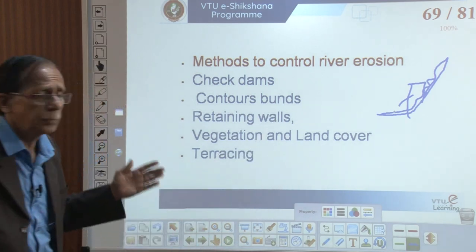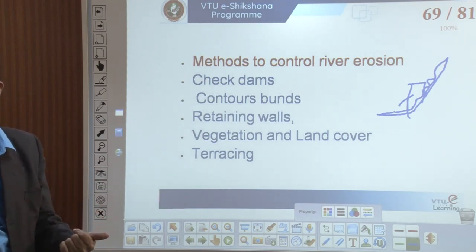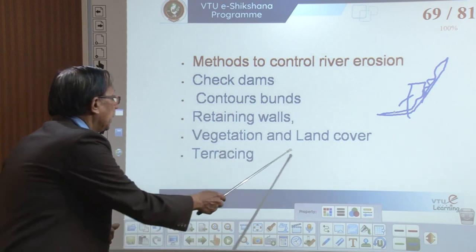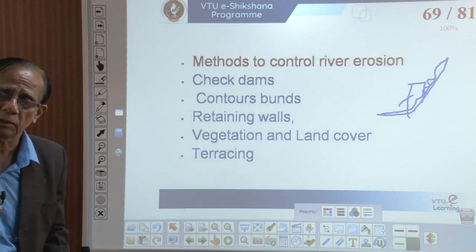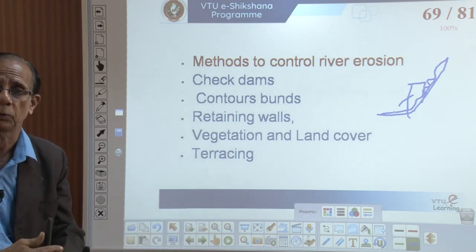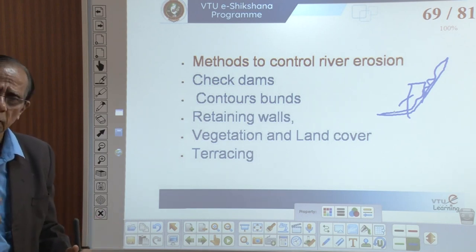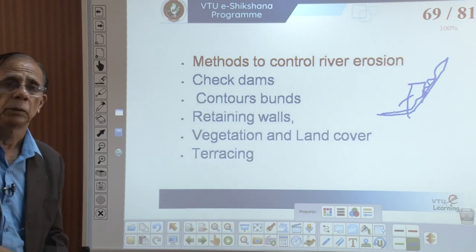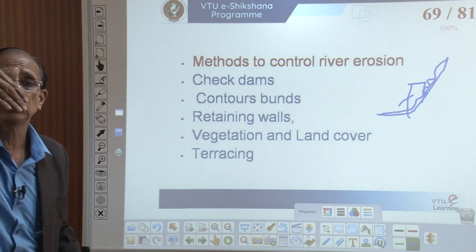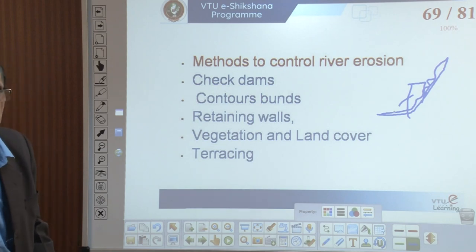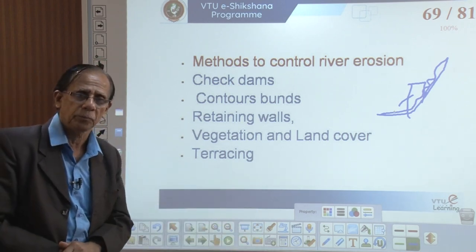Vegetation and land cover: especially in the steep slope hilly areas, soil erosion is also there. Now, vegetative cover and land cover serves a dual purpose. The role of vegetation, we know, it increases the moisture content, increases the cohesiveness of the soil, and roots hold the soil. As a result, soil erosion is prevented. Plus, due to vegetation, the velocity of the water is checked. Water flows slowly, therefore it finds time for percolation. Artificial recharge as well as soil erosion, both are controlled.